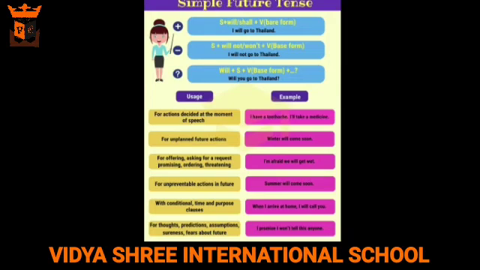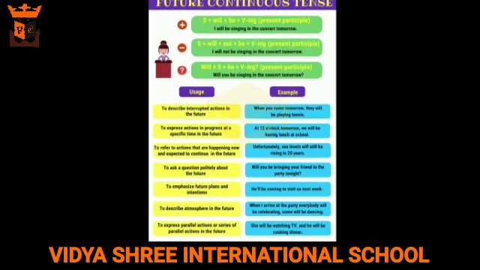It is used for unpreventable actions in future. For example, summer will come soon. It is also used with conditional, time and purpose clauses. For example, when I arrive at home, I will call you. Simple future tense is also used for thoughts, predictions, assumptions, fears about future. For example, I promise I won't tell this anyone. Clear?